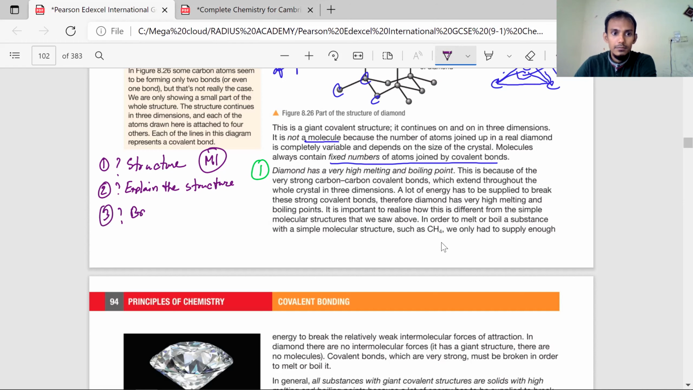Mark 3. I'm discussing Mark 3. Breaking the structure, they have strong covalent bonds. If you melt them, it means carbon and carbon are going away from each other. Atoms will be separated. How will they separate? You need to break those bonds, and in order to break those bonds, breaking the structure needs what? A high melting point. Energy.